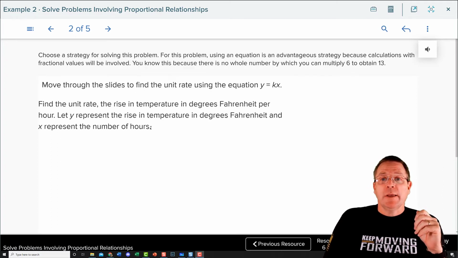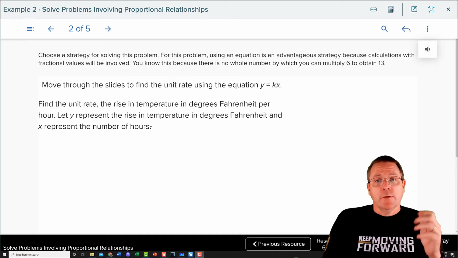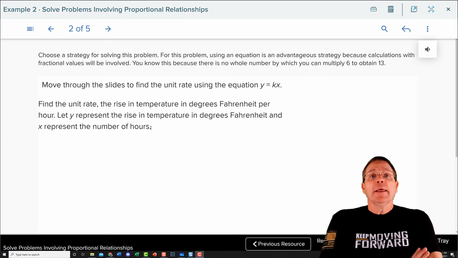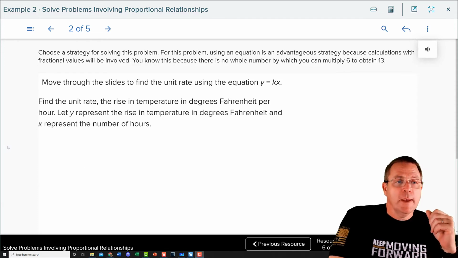You know this because there is no whole number which you can multiply 6 by to get to 13. So, using the direct variation equation, that's going to be the way to go. Like I mentioned earlier, I'll take algebra any day of the week over having to draw pictures and number lines and stuff like that. Move through the slides to find the unit rate involving the equation y equals kx.